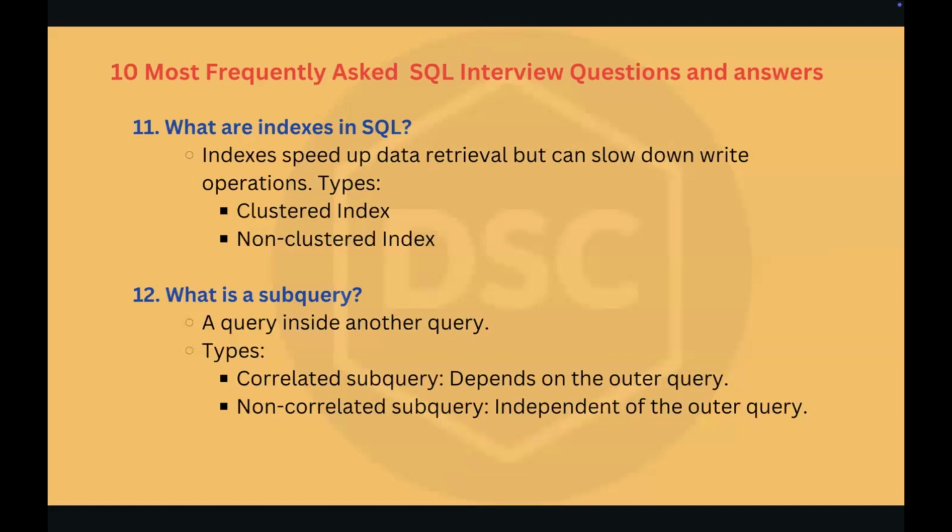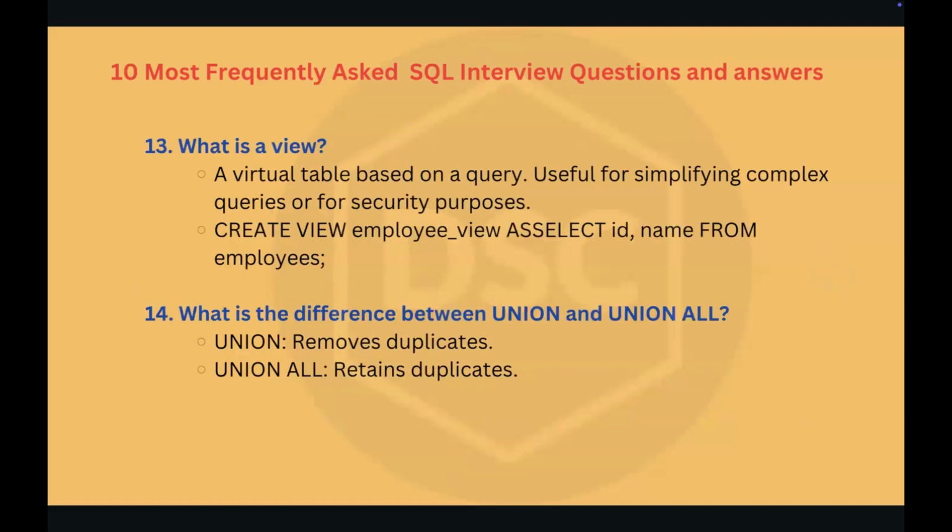Then non-correlated subquery. Non-correlated subqueries are independent of the outer queries. Then there is single row subquery as well, which returns a single value. For example, it is used with the equal to operator, less than or greater than operator. Multiple row subquery, which returns multiple rows. For example, they are used with in, any, all operators. Then we have scalar subquery as well, which returns a single value and can be used in select, where, or having clauses.